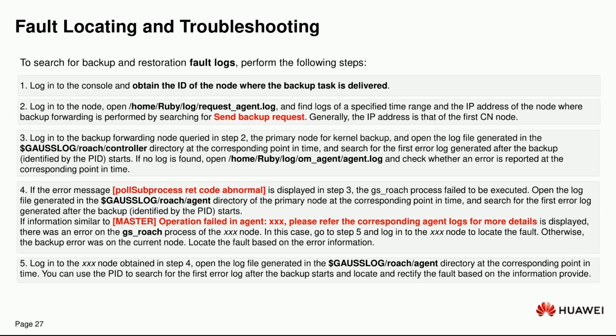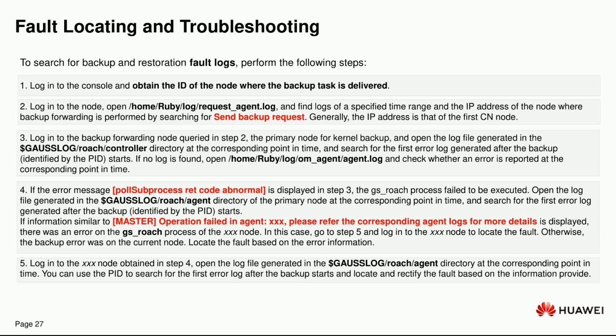Thirdly, log in to the backup forwarding node queried in step 2, the primary node, for kernel backup, and open the log file generated in the Gauss log roach controller directory at the corresponding point in time, and search for the first error log generated after the backup identified by the PID starts. If no log is found, open Home Ruby log agent log and check whether an error is reported at the corresponding point in time.